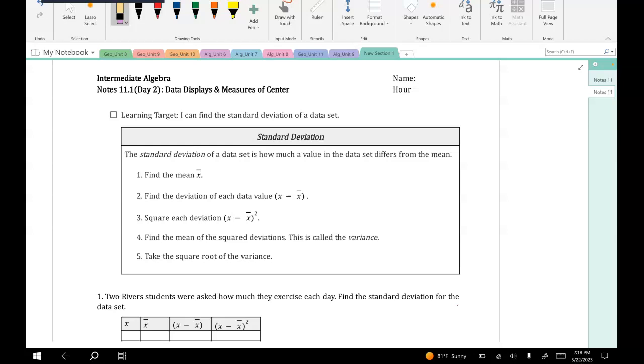So our three things we talked about. What were the three things we talked about? We talked about mean, median, and mode. So mean was our average. And so we add everything up and divide it by the number of things we have. That's your average.